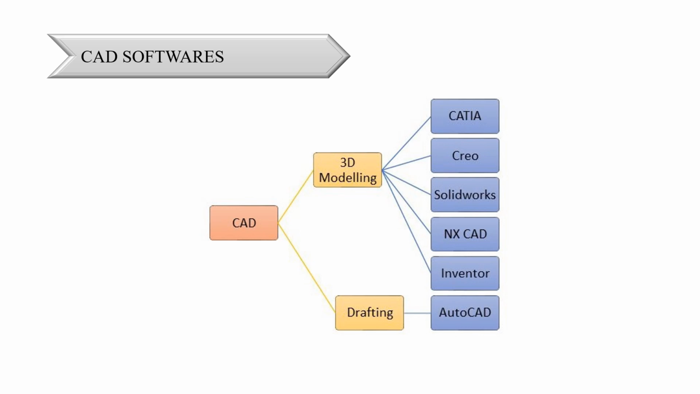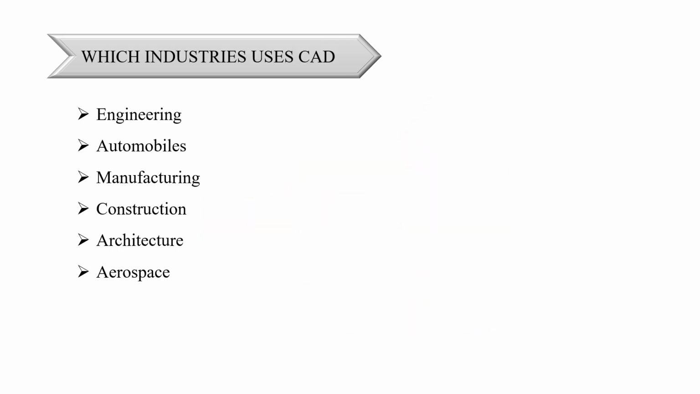So here are some of the softwares which are used for 3D modeling: CATIA, Creo, SolidWorks, NX CAD, and Autodesk Inventor. And AutoCAD is mostly used for drafting. CAD softwares and computer-aided design is used in various industries such as engineering, automobiles, manufacturing, construction, architecture, and aerospace.